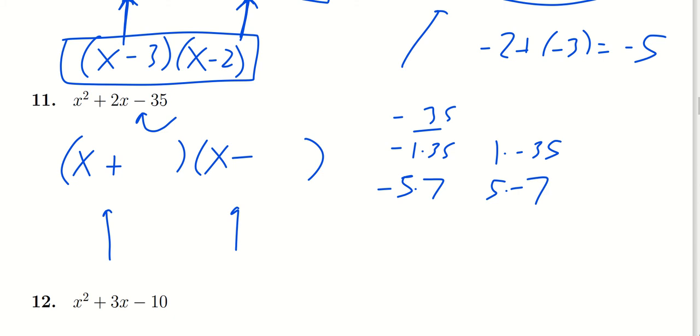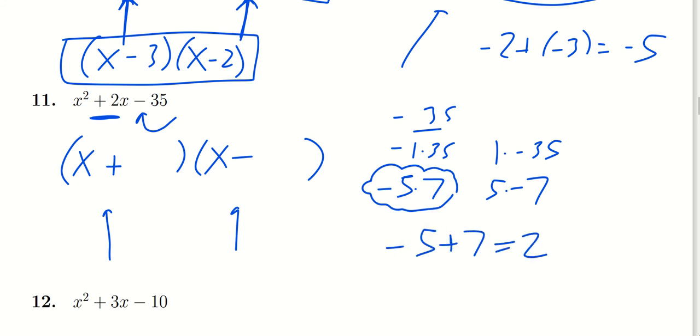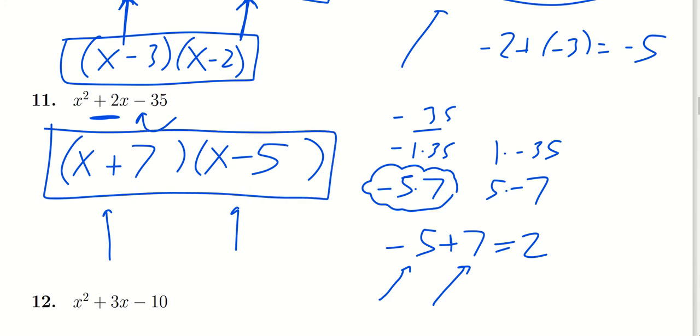And these have to add or combine to give a positive 2. Well, the combination that's going to add and give a positive 2 is this one right here. Negative 5 plus 7 adds to give positive 2. So that tells you that the 5 has to go behind the minus sign, and the 7 has to go behind the plus sign. So we get as our factorization x plus 7, x minus 5.